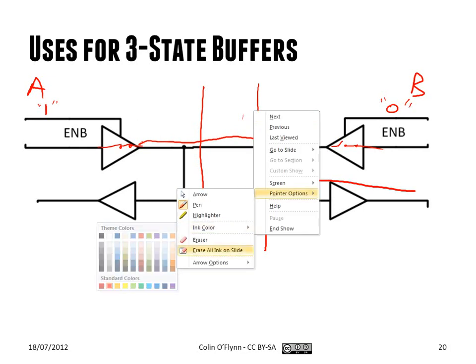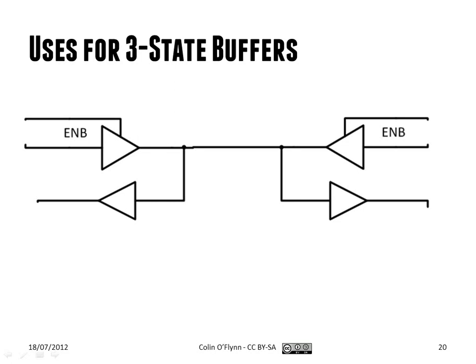Conversely, side B could be the one that talks by driving the enable pin low. If this guy opens his, the data would flow here, and it's received there. So it's transmitted here, received there. So that's one of the uses of the three-state buffers we'll see.